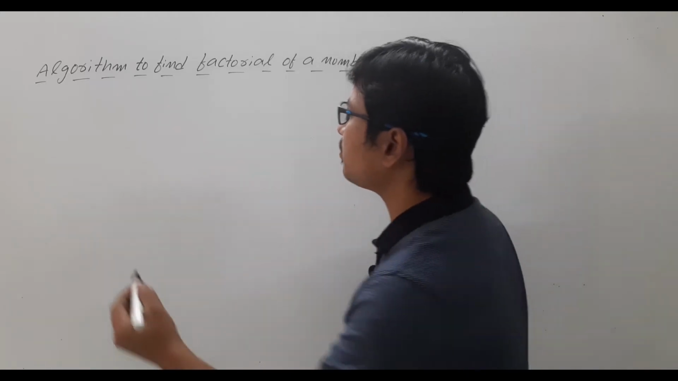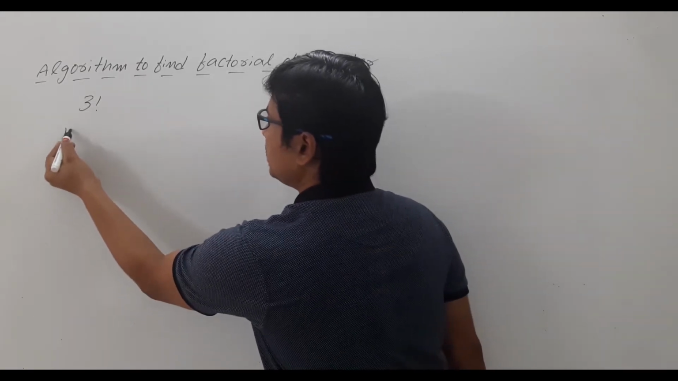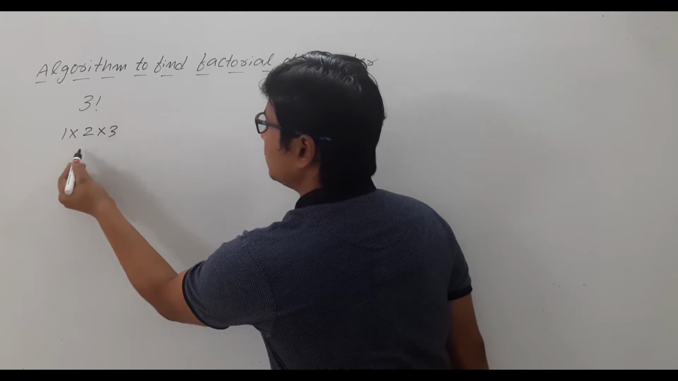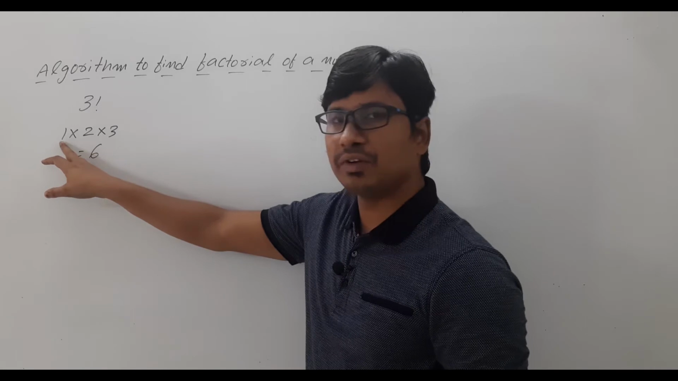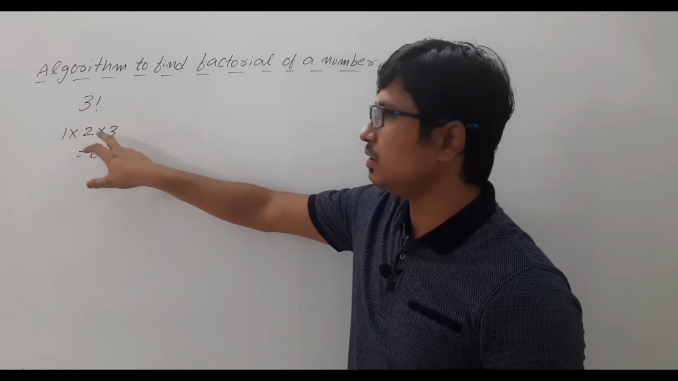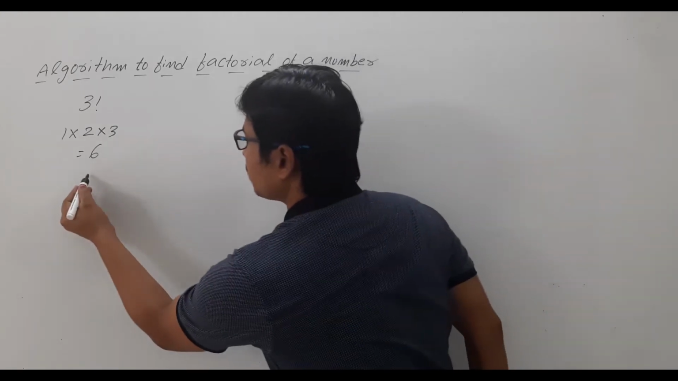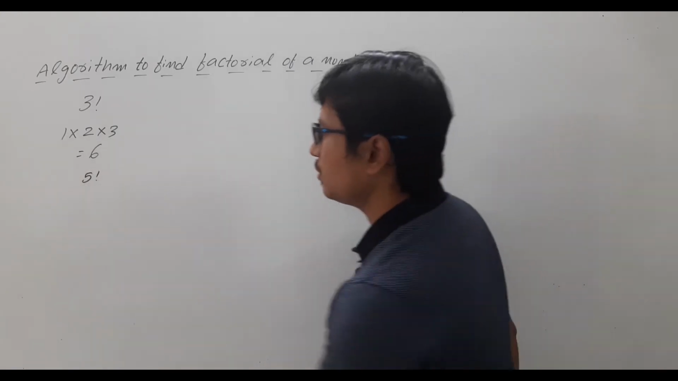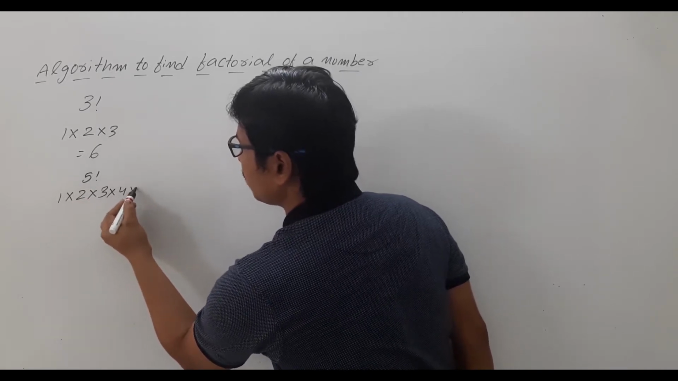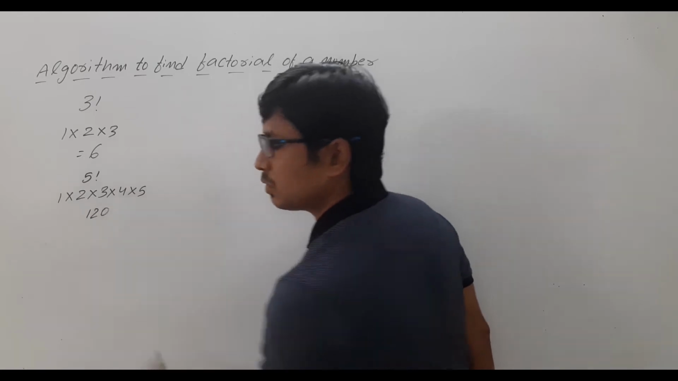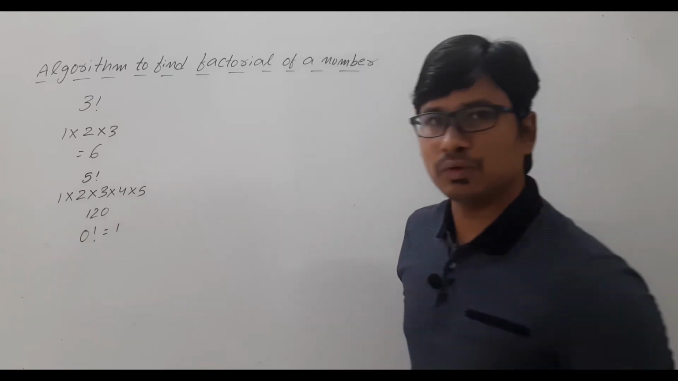So how to compute the factorial of 3? 3 factorial is equal to 1 into 2 into 3, which is equal to 6. So how did you compute the 3 factorial? You started from 1 till 3, kept on multiplying, and finally you got 6. Similarly, if you compute 5 factorial, you will get 1 into 2 into 3 into 4 into 5, which is equal to 120. What is 0 factorial? 0 factorial is equal to 1.